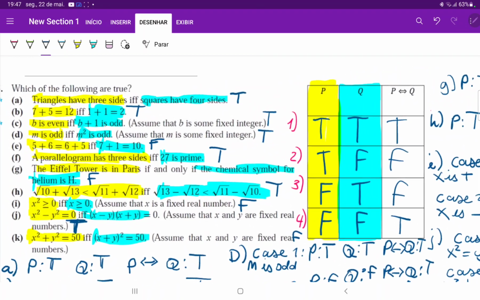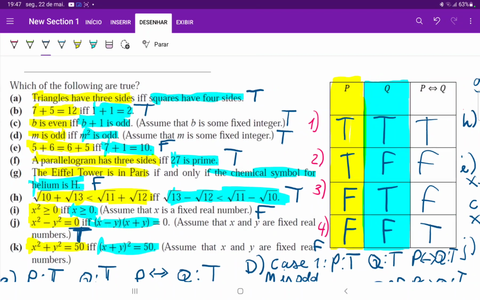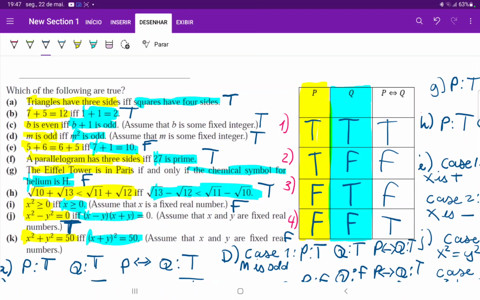So let me just zoom in for you guys so you can get the answers to these. And that is it.